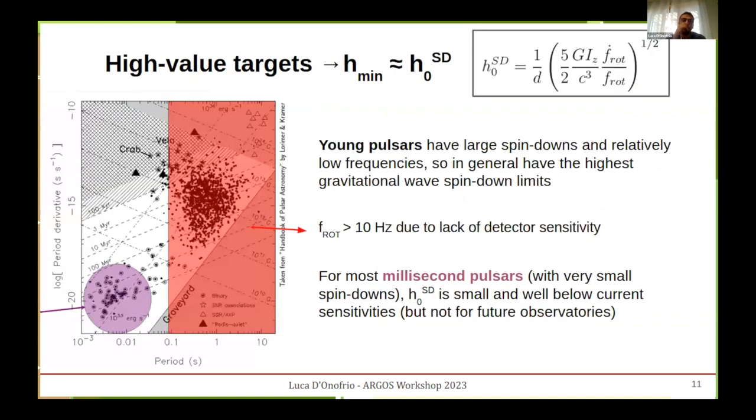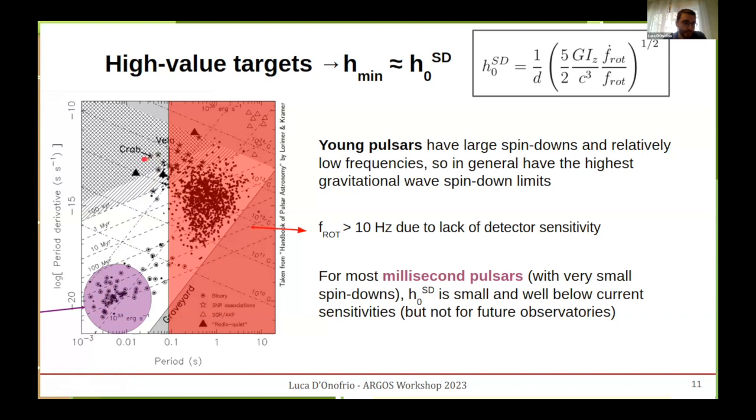Then we define high-value targets, the pulsars for which the minimum detectable amplitude is close to the spin down limit that we defined some slides ago. And this is a classic P-Pdot diagram in which the red region is forbidden for ground-based detectors because we are sensitive above 20 Hertz. And so there are the millisecond pulsars that we target, but in general these pulsars have a small spin down, well below the current sensitivity of our detectors.